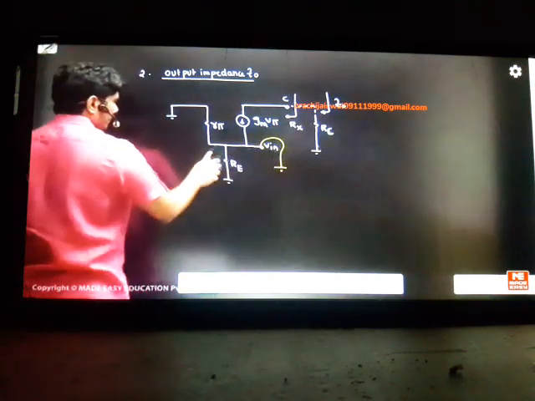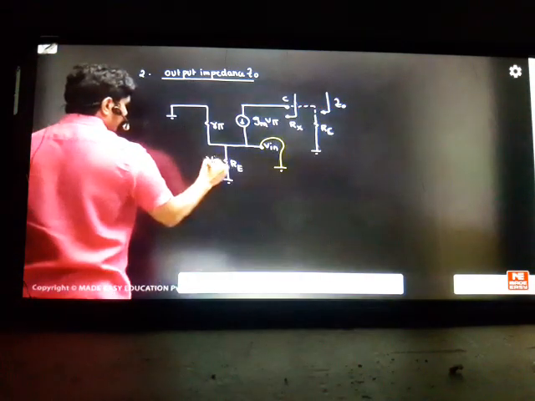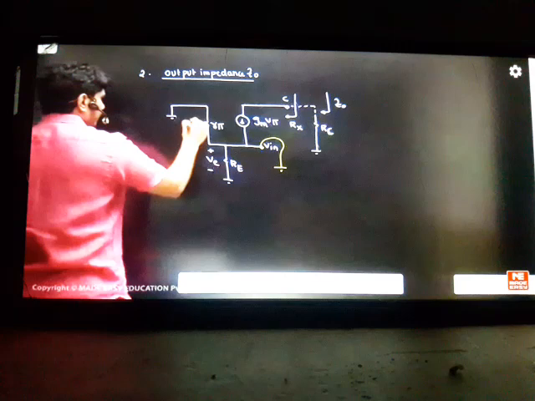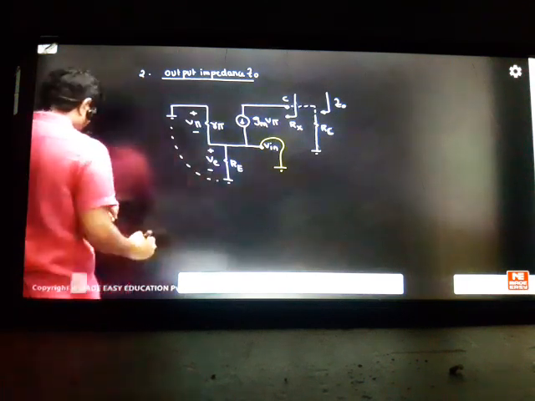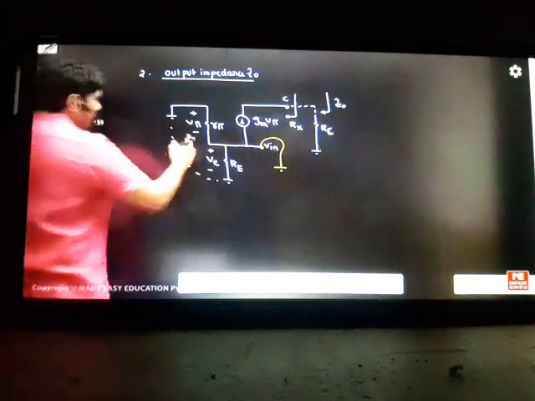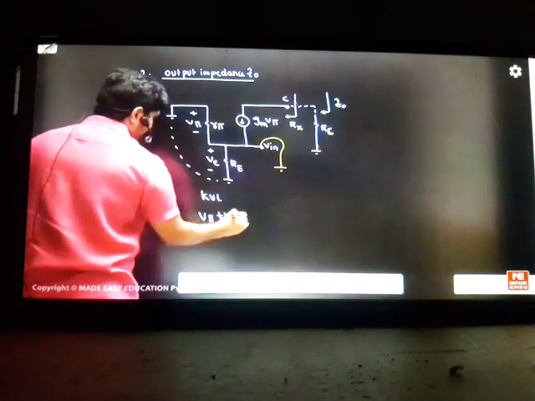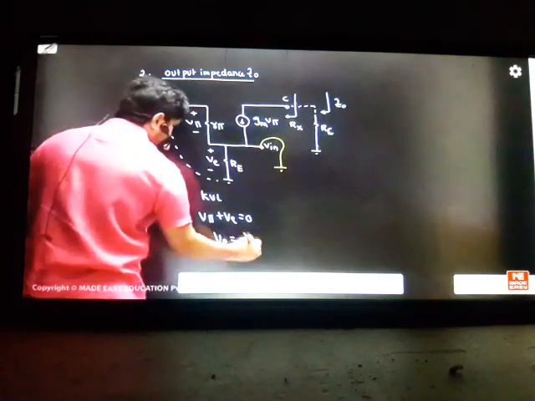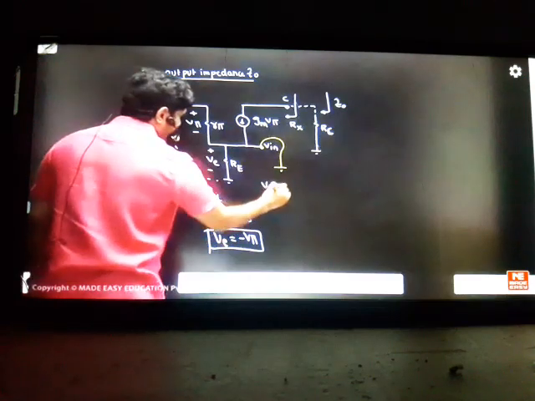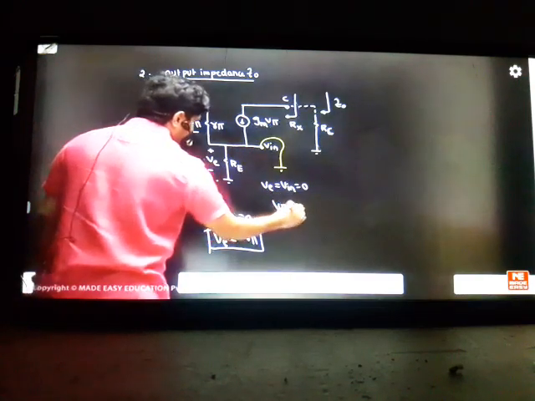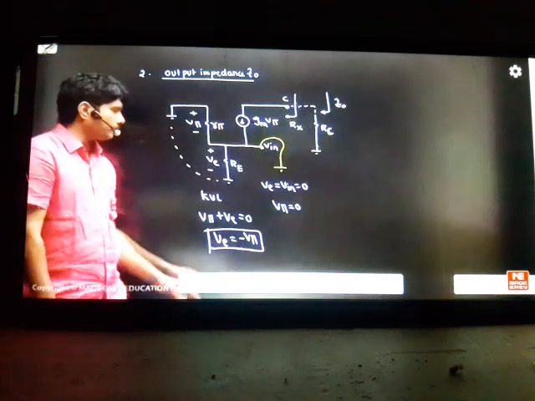If this becomes ground, there is no current here. The voltage across this, suppose I take it as VE, will become 0, and this will become V pi. If there is no potential from here to here, we can write the potential as V pi. Applying KVL, V pi plus VE becomes 0, so VE becomes minus V pi. But VE here is your input, which is 0, directly grounded to calculate output impedance. Therefore V pi also becomes 0.